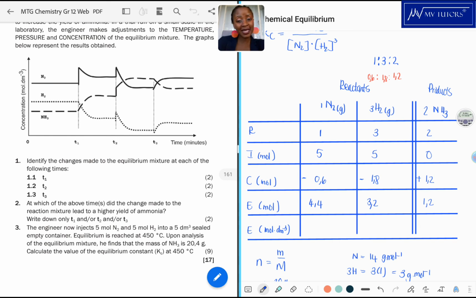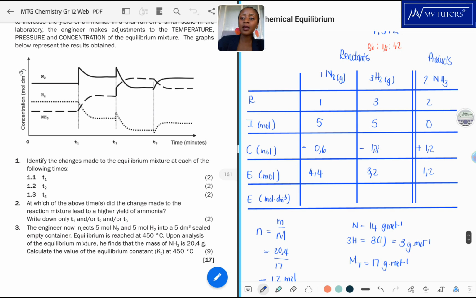Now we can calculate equilibrium. Okay, we calculated it with moles. Now we're going to need to calculate it now in concentration. Okay, they gave us the volume. They said it is 5 cubic decimeters. So basically concentration is equal to number of moles over volume.